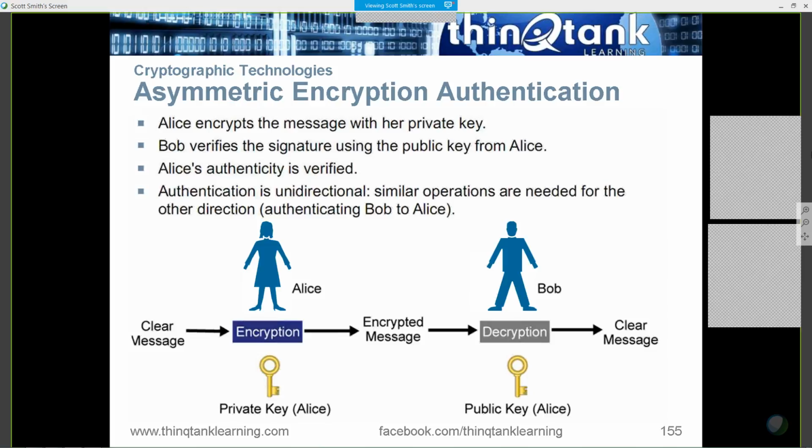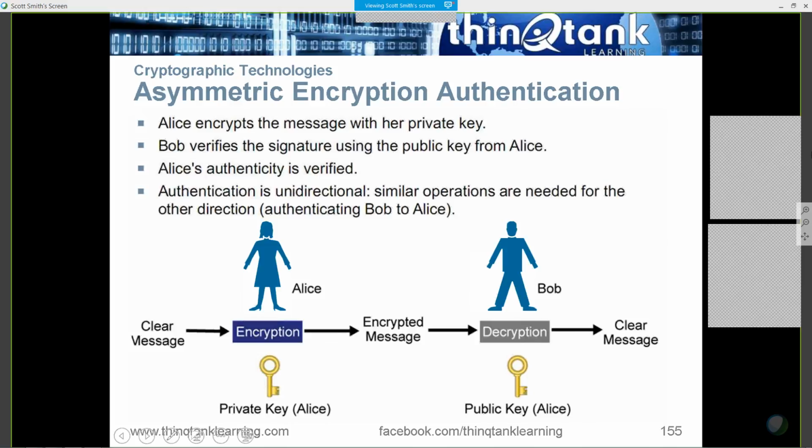However, this is used for non-repudiation. What does that mean? Alice can't say she didn't send the message because the message was encrypted with Alice's private key, and only Alice knows that private key. And Bob can't say that he didn't receive the message from Alice because the only way Bob is going to decrypt the message is with Alice's public key. So this is used for authentication. It's not used for confidentiality. Two ways of using asymmetric keys. All right?